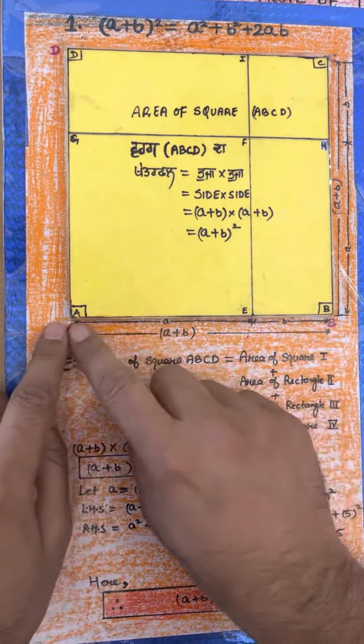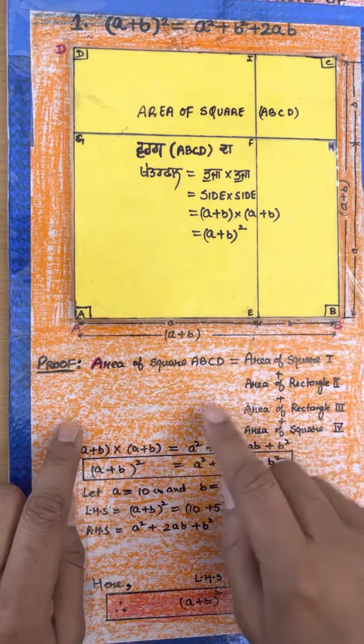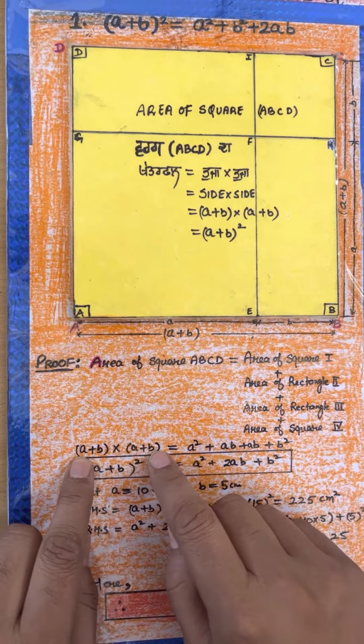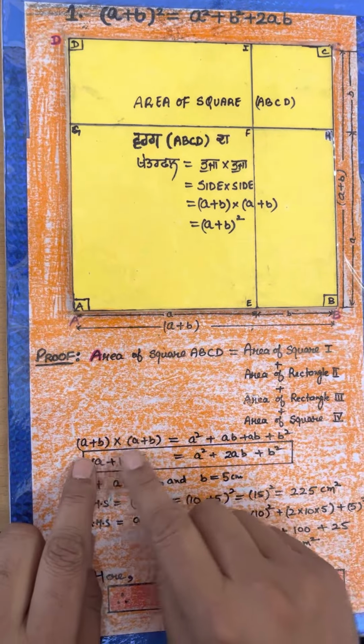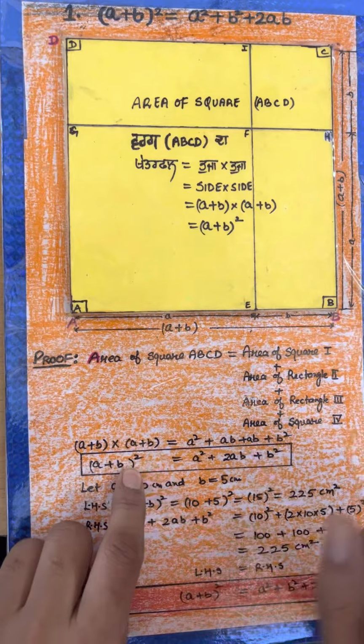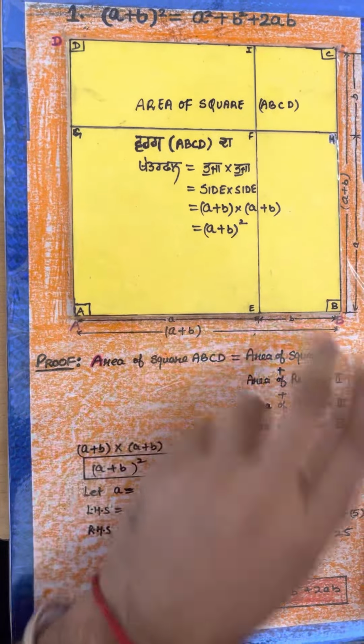Now the area of this whole square, the area of square ABCD, will be equal to (a plus b) into (a plus b), because the area of a square is side into side, so it becomes (a plus b) whole square. Now what we will do, we will split this whole square into four different shapes.